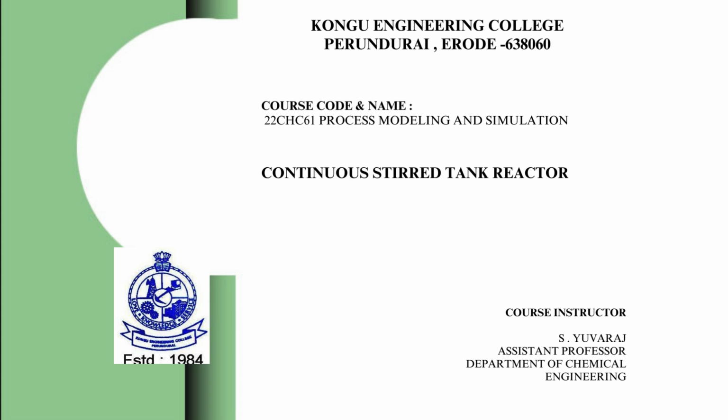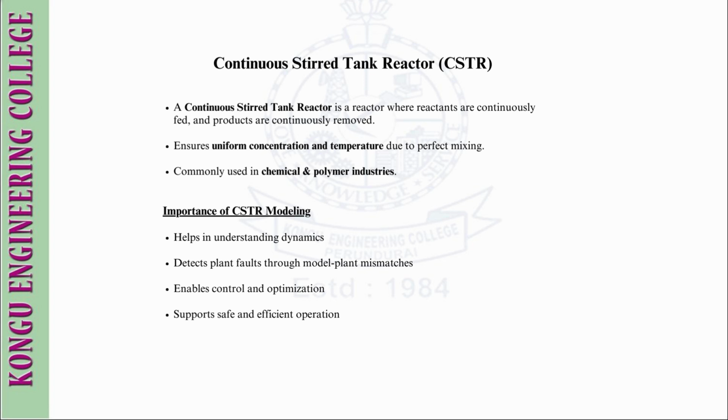Welcome to this session on continuous stirred tank reactors, or CSTRs, which are one of the most fundamental types of reactors used in chemical engineering. A CSTR is a reactor where reactants are continuously fed into the system and products are continuously removed. This allows the reactor to maintain a steady state operation under ideal conditions.